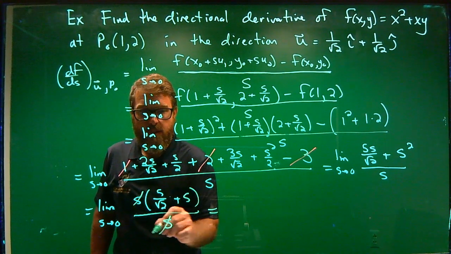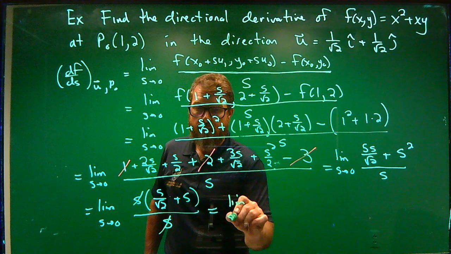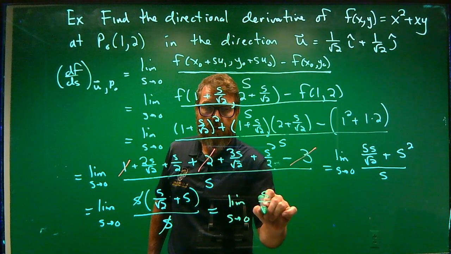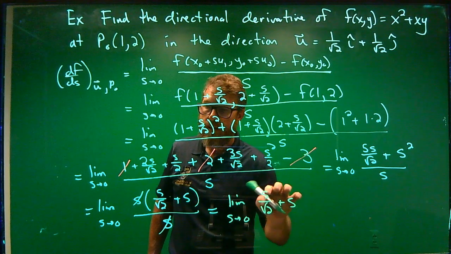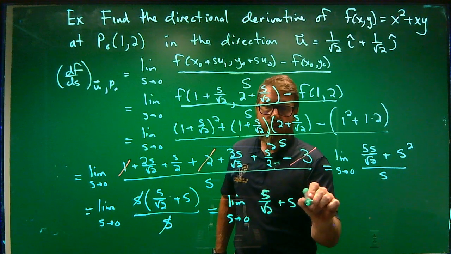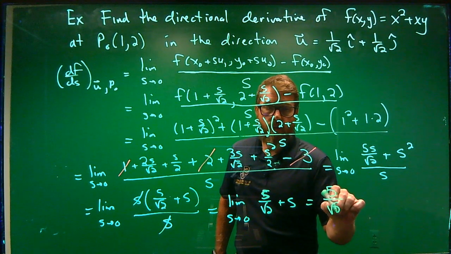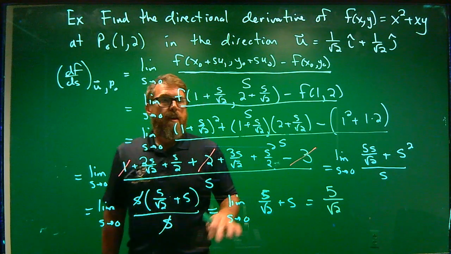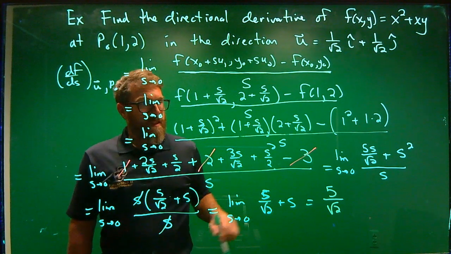So those will cancel. So this is going to be the limit as s goes to 0 of 5 over root 2 plus s. I've got to be careful with my 5's. When you plug in 0, this is going to be 5 over root 2. Okay, finally. So this is going to be its limit.